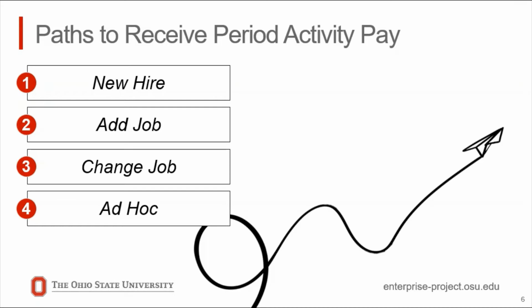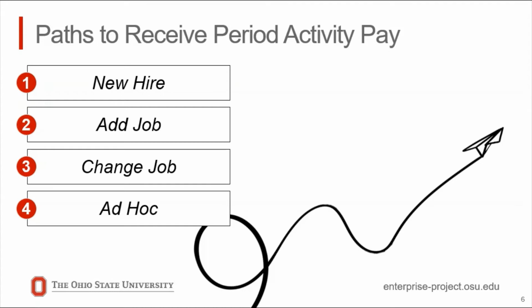There are 4 processes and paths that an employee may receive period activity pay through: hire, add job, change job, or ad hoc. Overview of the processes. You should remember the hire, add job, and change job processes from earlier. Period activity pay will be added by the Talent Acquisition Coordinator in the hire process. Ad hoc requests are the process used for managers to request period activity pay when needed. These will likely be the most common.